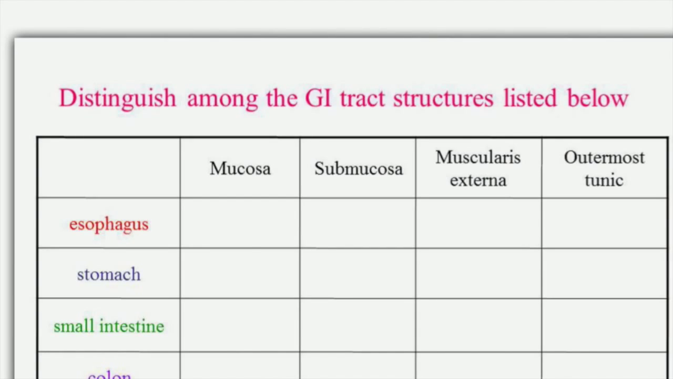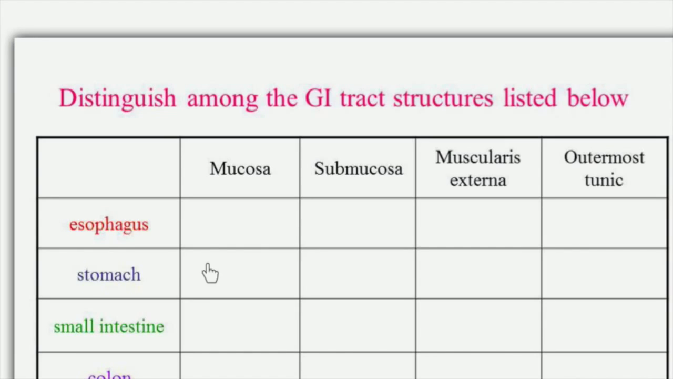Finally, you should summarize the identifying features for the different parts we have discussed. As regards the mucosa of the esophagus, it is lined by non-keratinized stratified squamous epithelium. The submucosa of the esophagus is full of mucous glands. The muscularis externa is formed of inner circular and outer longitudinal. The outermost layer is adventitia except in the lower part, which is covered by serosa.